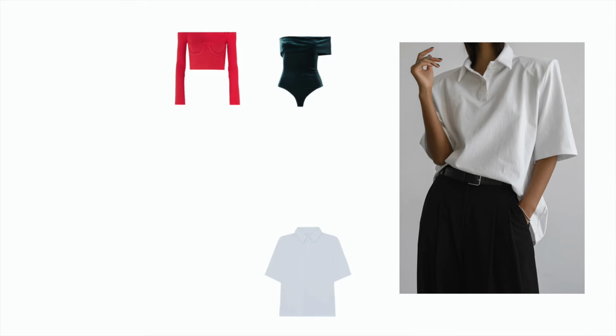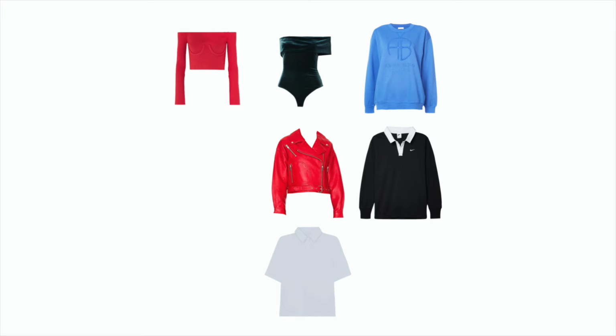You may think that the shoulder pads would be bad for flamboyant naturals because they accentuate the shoulders, but actually they can be very flattering because the strong shoulder resonates with their natural bone structure. Even more casual, I've included this oversized polo shirt from Nike and a bright blue sweater from Anine and a slightly cropped but relaxed red leather jacket from Pelly.